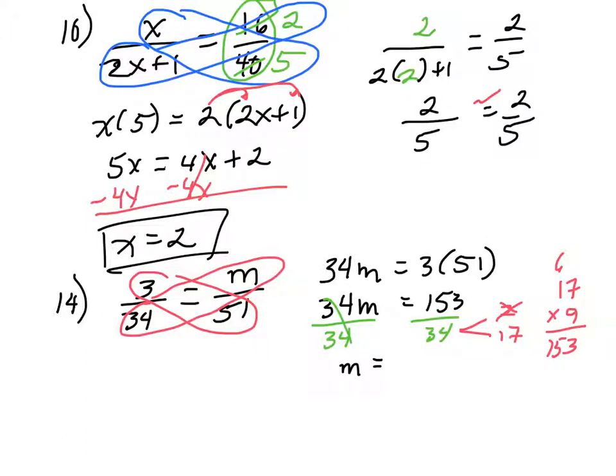So 17 times 9. So that means that 17 goes into 34 how many times? Twice. And 17 goes into 153 9 times. So your fully reduced answer is 9/2. So that one's a little bit more difficult. You can't use a guess and check kind of method. You have to use cross products.